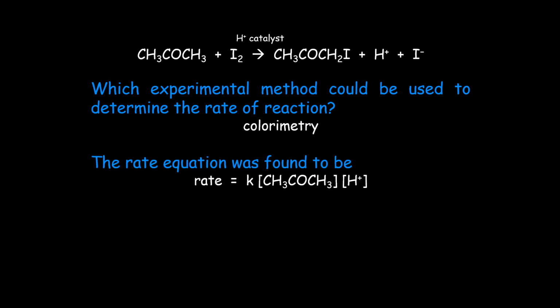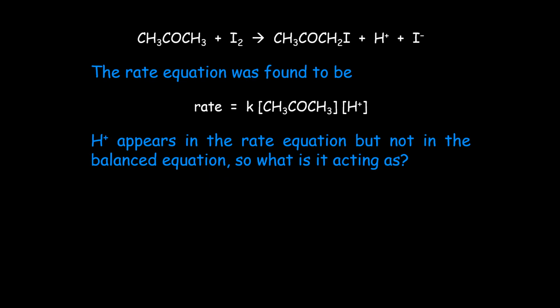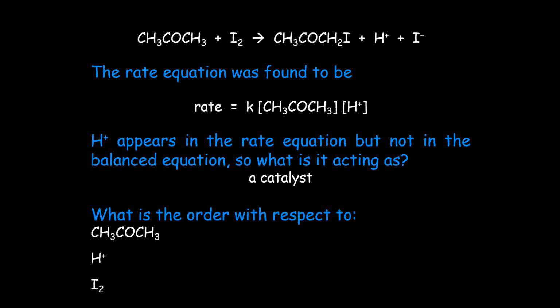We could use colorimetry because iodine is brown, iodide ions are colourless, and the organic compound containing iodine is also colourless. Now there's the rate equation found by carrying out experiments. So if a species appears in the rate equation but not in the balanced equation, then it must be acting as a catalyst. Now the order with respect to propanone is going to be 1, hydrogen ion is going to be 1, and iodine is not in the rate equation, so it's going to be 0 order.